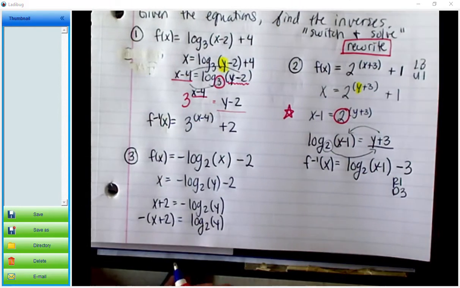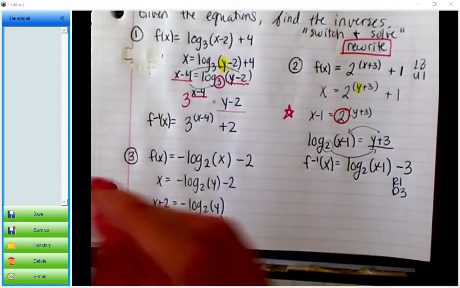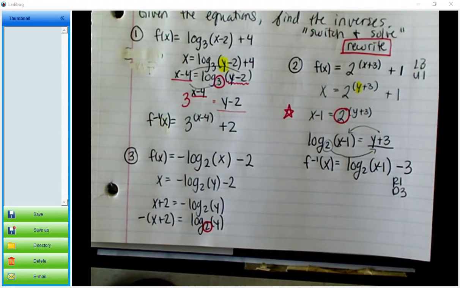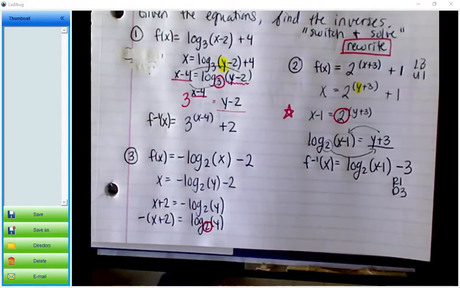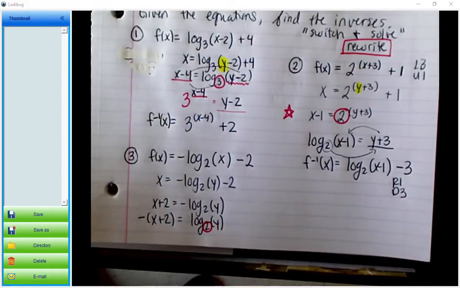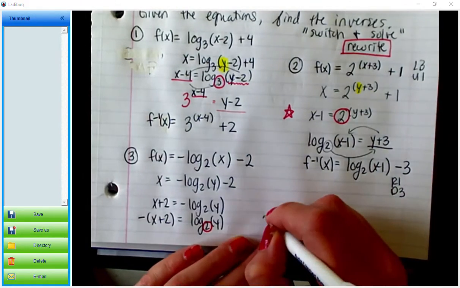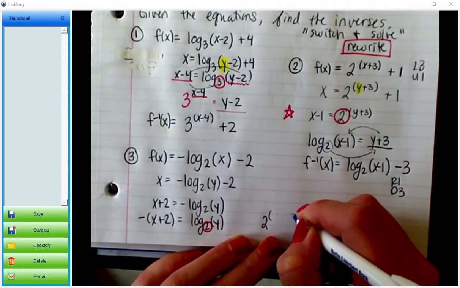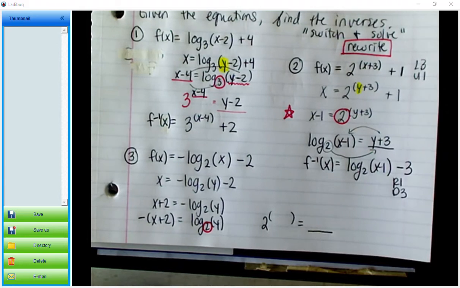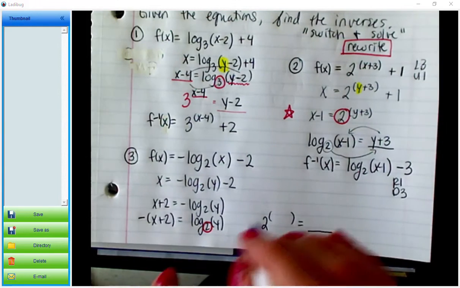Okay? And rewrite it. I'm going to circle my base. Notice that when I circle my base, it's on the log. That means that I need to turn it into an exponential. Exponentials and logs are inverses. So if you start with a log, you should end with an exponential. Okay, so 2. Right? There's my other places. Fill in the missing pieces.